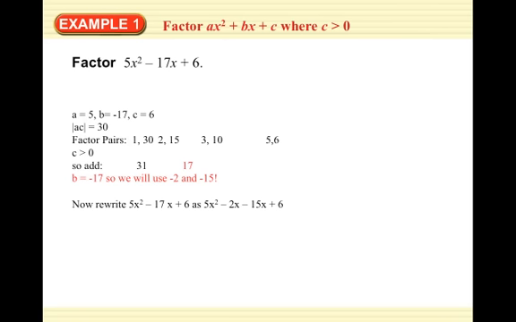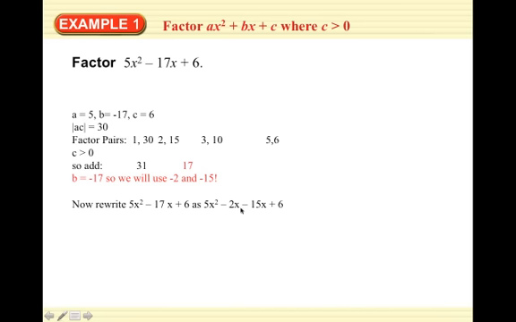Now we're going to factor this with factoring by grouping. Remember, that's where you take the terms in groups, and in this case 2 by 2. So I'm going to factor a common factor out of the first two terms, out of the 5x squared minus 2x. Then I'm going to factor the greatest common factor out of the minus 15x plus 6. So that's called factoring by grouping.